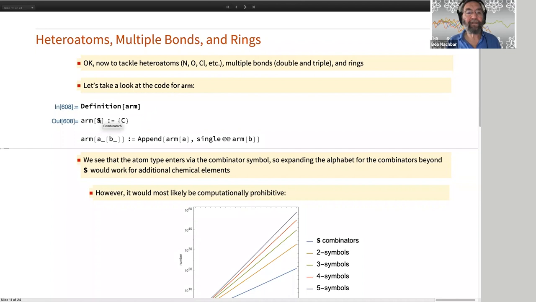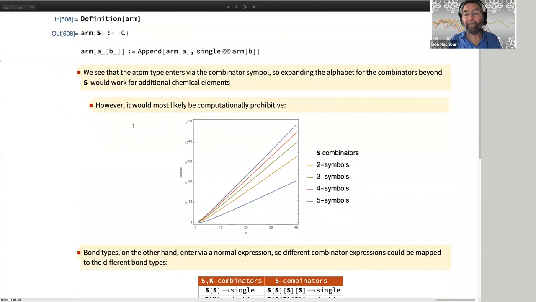symbol S here. So we could say, okay, let's increase our alphabet of symbols. We don't have to use just the combinator S. We could use combinator K, combinator Y, and so on. Or we could just use letters, in fact, and generate combinator structures with those. Problem is, when we start using more symbols for more atoms, we start getting astronomical numbers of combinators possible for a relatively small number of symbols in the combinator size. So that's not going to scale very well.